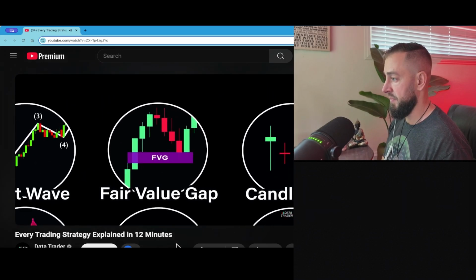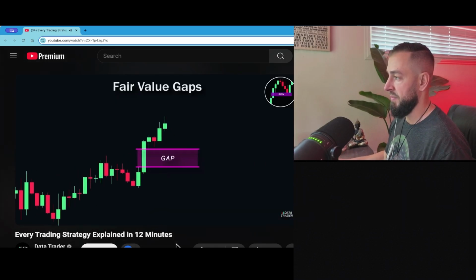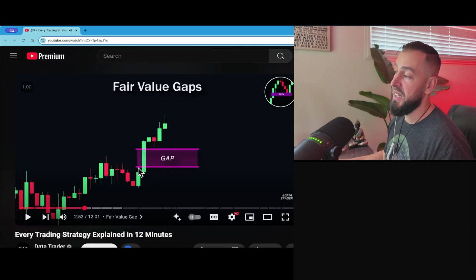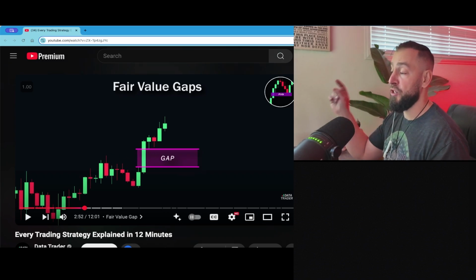Fair value gaps. A fair value gap occurs when a candle forms a significant gap due to an imbalance of buying or selling. Okay, so there's a gap between this high and this low. There's also a gap between this high and this low, right? So depending on your strategy, there are different ways of drawing these.